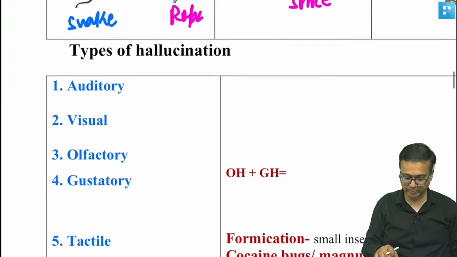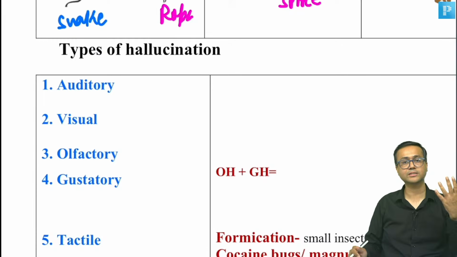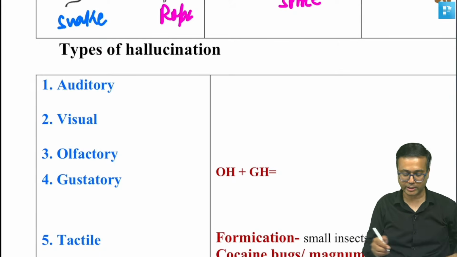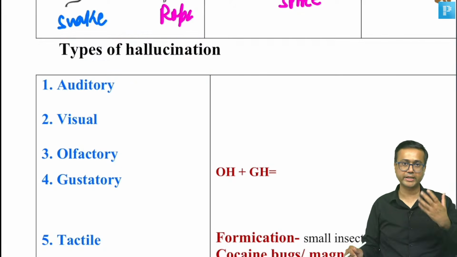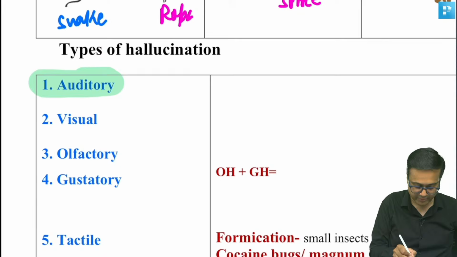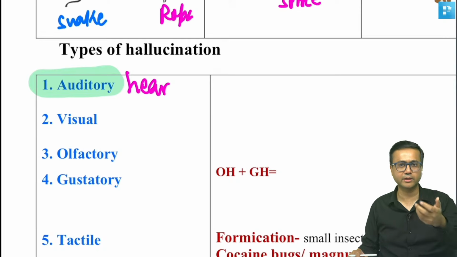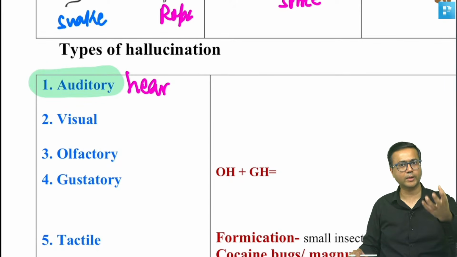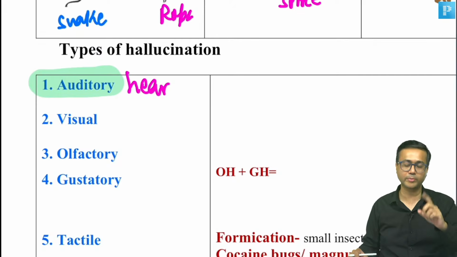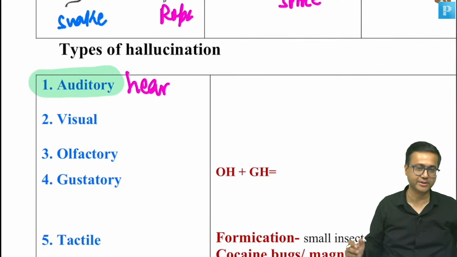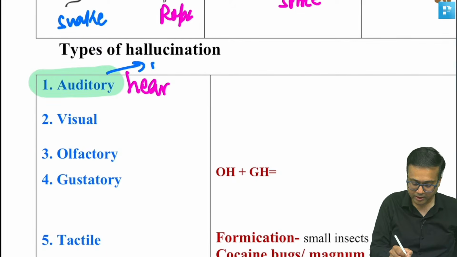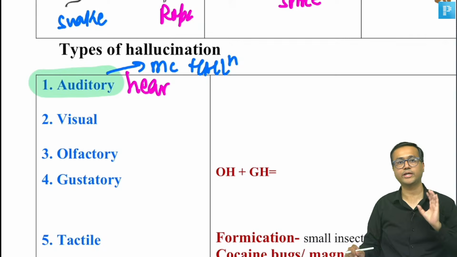Now let's discuss some important types of hallucination, beta. Just like we discussed types of delusion, let's discuss now types of hallucination. So we have 5 sensory modalities, we have 5 types of hallucination. First is auditory. What do you mean by auditory? Auditory means the person is able to hear things not heard by others. Again, it could be anything. He is hearing a bell ringing or a dog barking or some human voice. Most common hallucination in psychiatric disorder, please remember, is auditory.